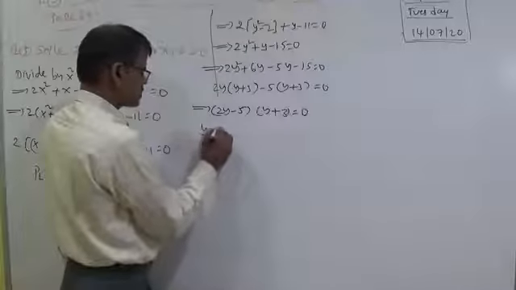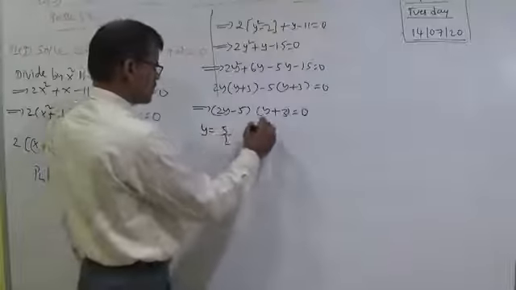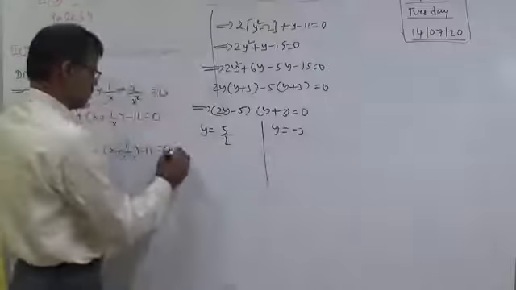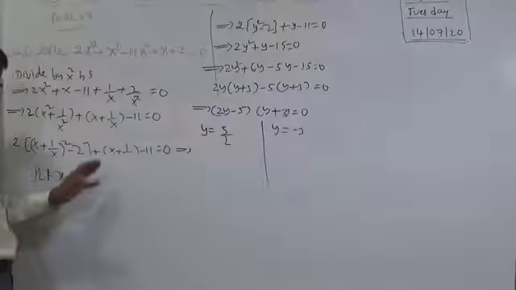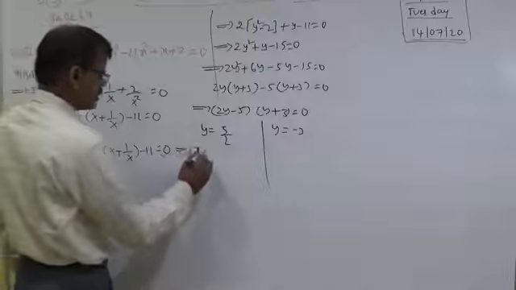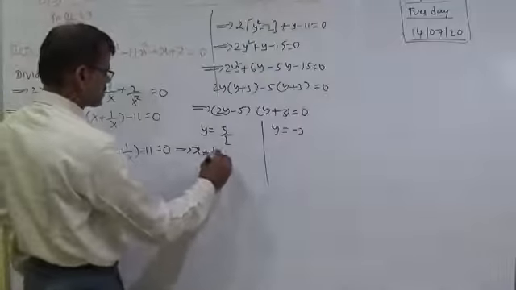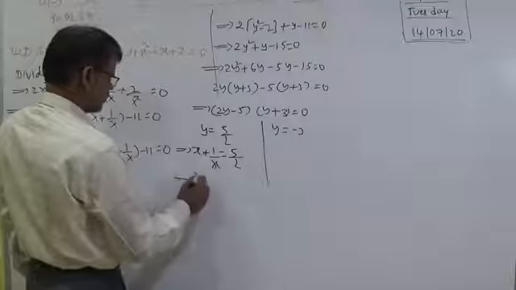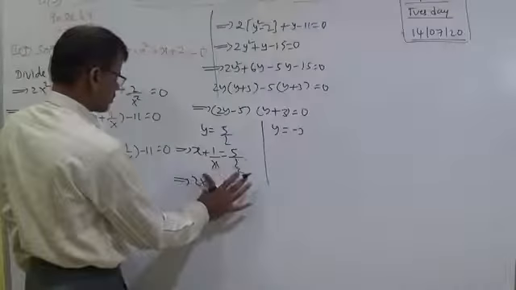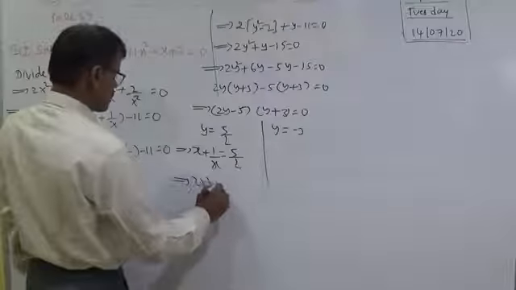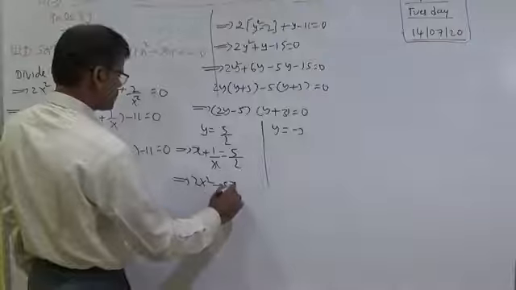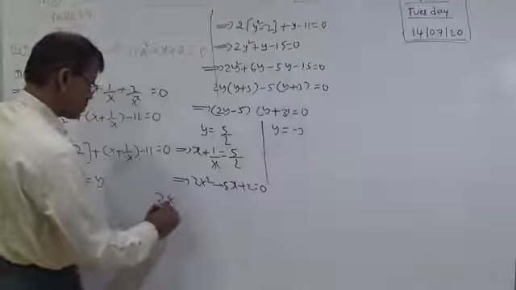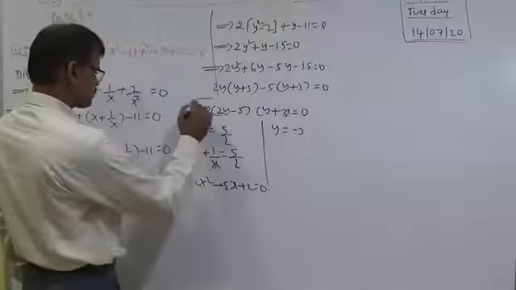Here two cases arise: y is equal to 5 by 2 and y is equal to minus 3. What did we take as y? y is x plus 1 by x. So x plus 1 by x equal to 5 by 2. You can write this as 2x square minus 5x plus 2 equal to 0, using the splitting the middle term concept.